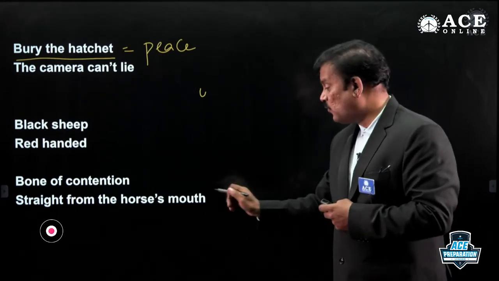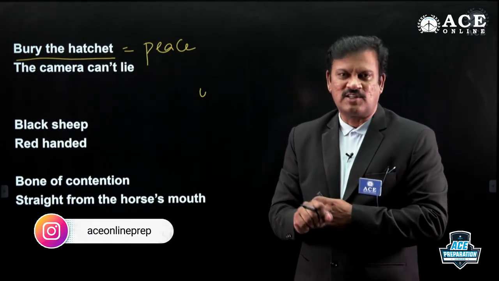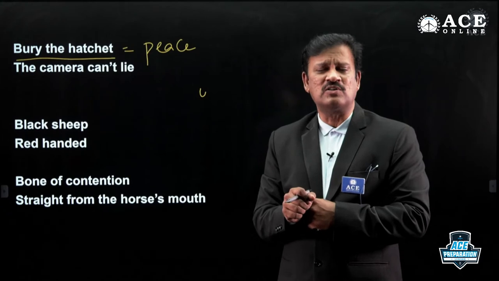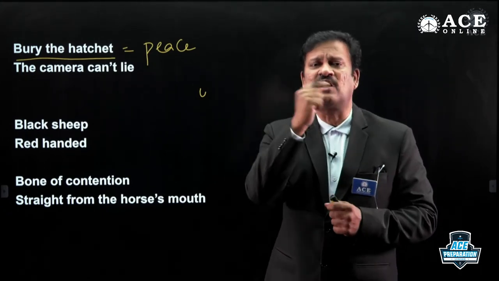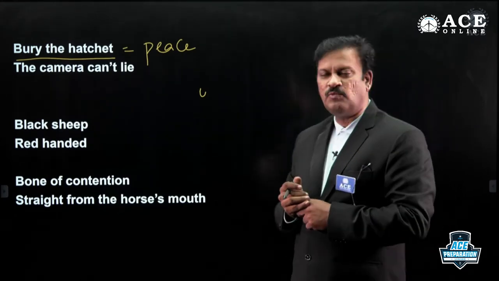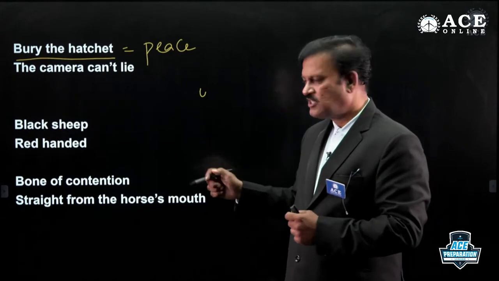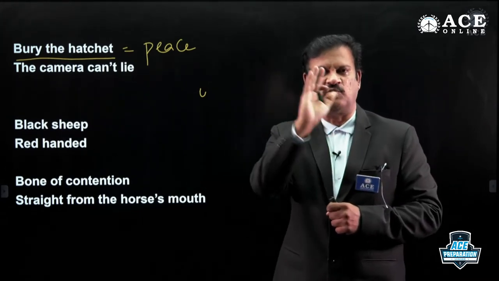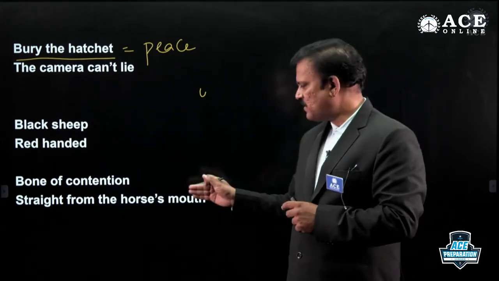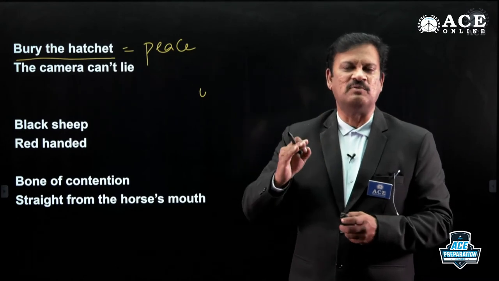Now, why am I using straight from the horse's mouth for a reliable source of information? I don't know how far it's true, guys, but I understand people used to find out a horse's age by opening its mouth and counting the teeth. Maybe the formation of teeth helps them find out the age of the horse. In the good old days, when people wanted to buy horses, they went to a market, opened the horse's mouth, counted the teeth and found, okay, this is 12 to 15 years. That's the way people used to find out. And that practice became an idiom: straight from the horse's mouth means information got from a reliable source.